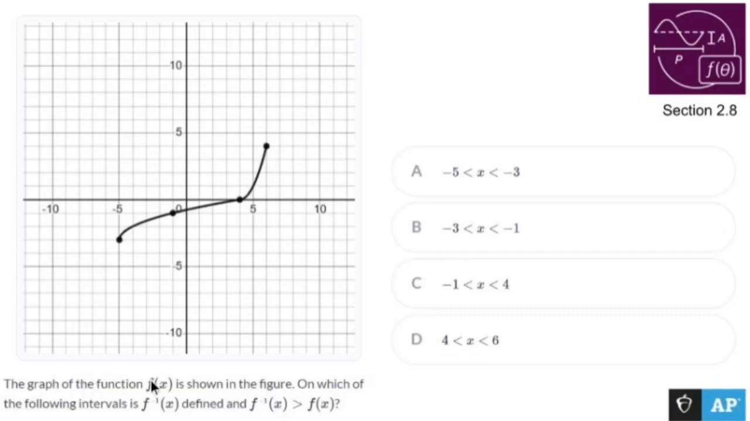The graph of the function f of x is shown in this figure. On which of the following intervals is f inverse defined as f inverse greater than f of x?